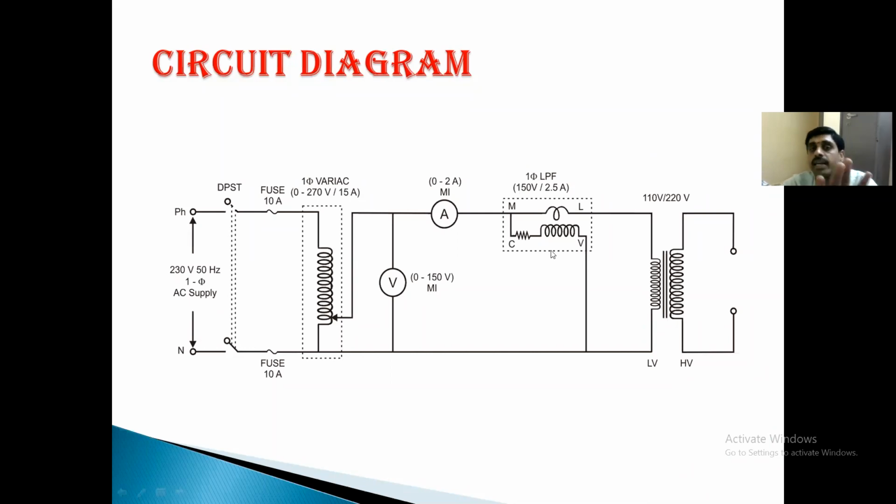And this is the actual experimental setup. You can see this in the laboratory. If it is a 110 by 220 volts transformer, this is not a general diagram, it is very specific. If you calculate the current from the kVA rating divided by 230, the current is very small, and you have to apply 110 volts. Then this is the LPF wattmeter, from which you will calculate the losses. So this is a simple test.